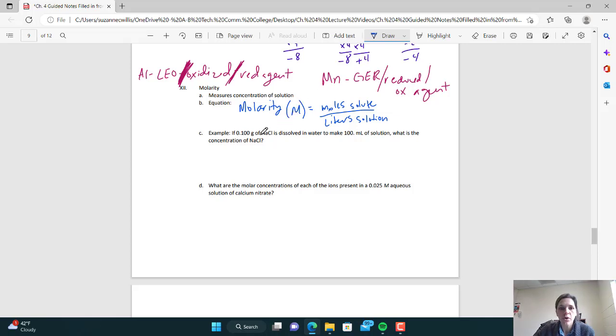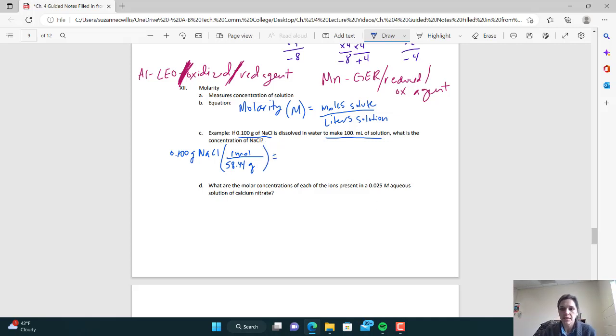If we have 0.100 grams of NaCl dissolved in water to make 100 milliliters of solution, what's the concentration of NaCl? So if you see grams, that's the solute NaCl. If you see grams, we can always convert grams to moles, correct? And then our solution is going to have a volume of 100 milliliters, which we can convert to liters. So we'll take our 0.100 grams. We'll go to the periodic table to get our molar mass, which will be 58.44 grams per 1 mole.